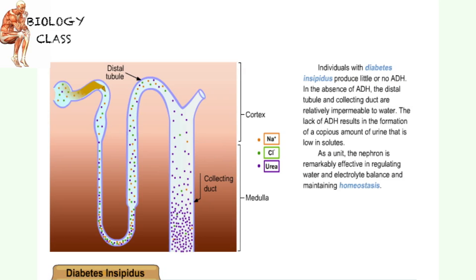Individuals with diabetes insipidus produce little or no ADH. In the absence of ADH, the distal tubule and collecting duct are relatively impermeable to water. The lack of ADH results in the formation of a copious amount of urine that is low in solutes. As a unit, the nephron is remarkably effective in regulating water and electrolyte balance and maintaining homeostasis.